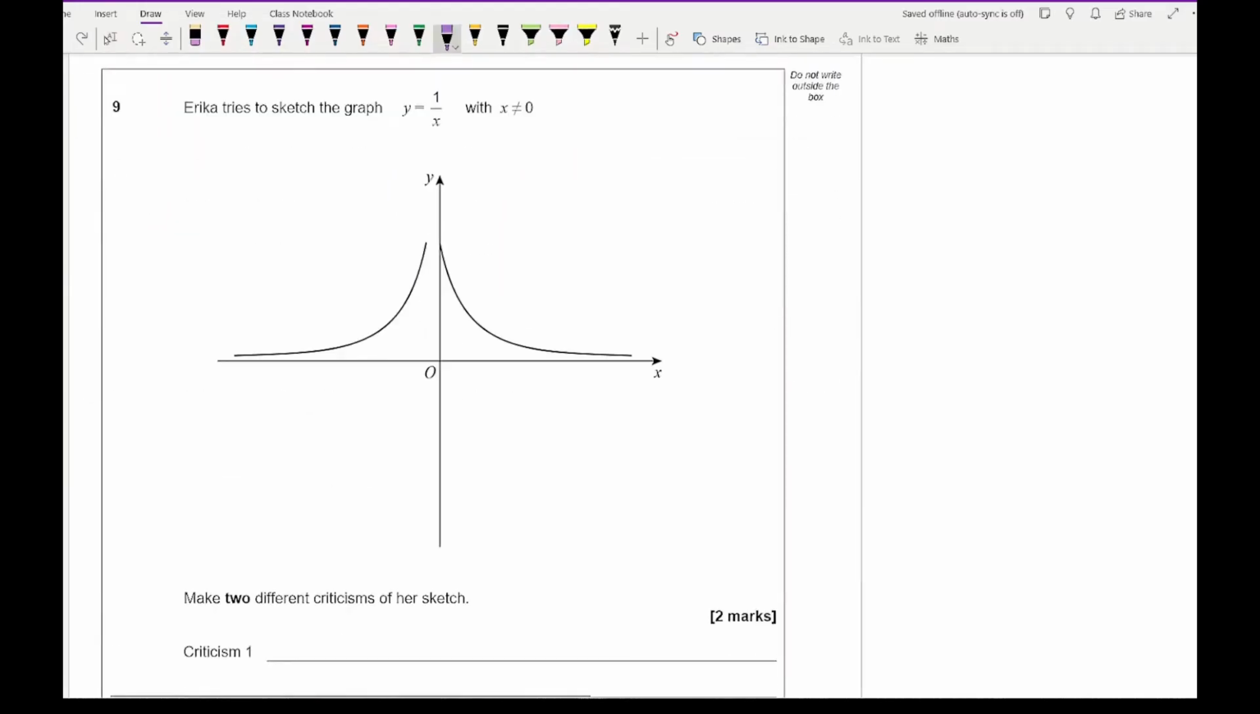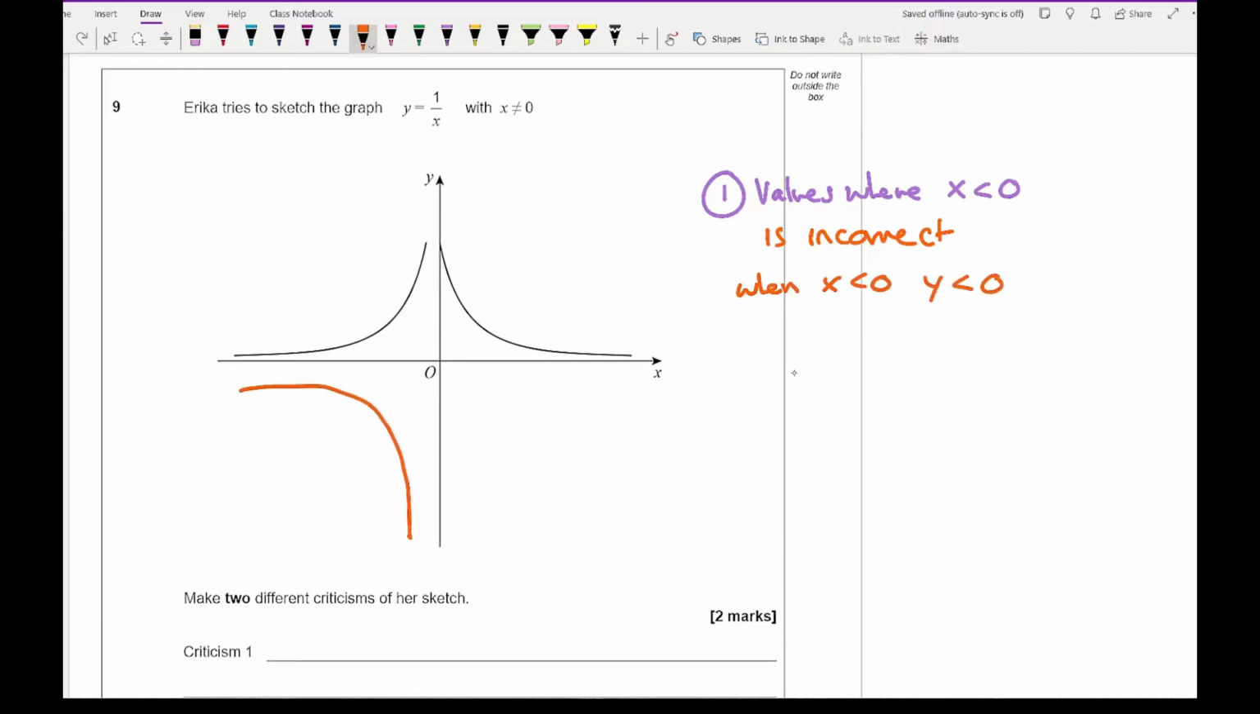So one criticism is the fact that the values where x is less than 0, y is incorrect. So something along the lines, and it all depends on your wording, of when x is less than 0, y should be less than 0. So basically what the graph should look like is that.